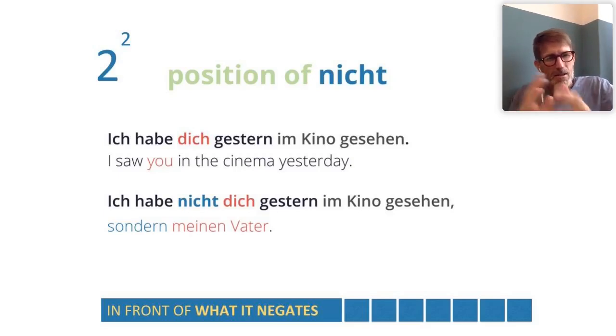Genau. So you negate the person that you have seen. We call this the object. It's the thing that has been seen. Yeah. So ich habe nicht dich gesehen, not you, but my father. So I've seen my father. And you see here, meinen Vater gives it away. Yeah. The dich and meinen Vater are in the same case. They are both in what we call accusative. Don't worry about these things if you're not familiar yet with them. I want you to be clear that what you're replacing here is the same case in the same category.